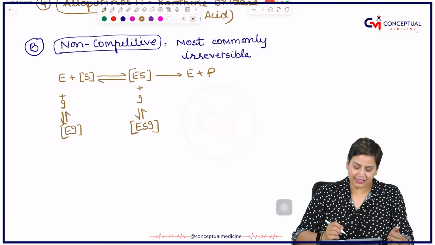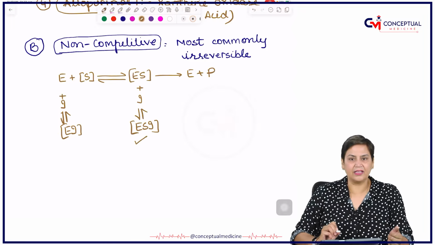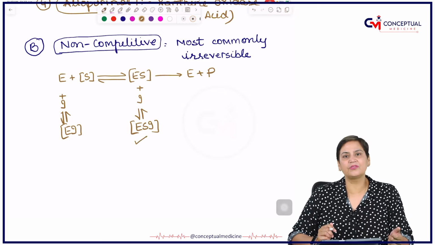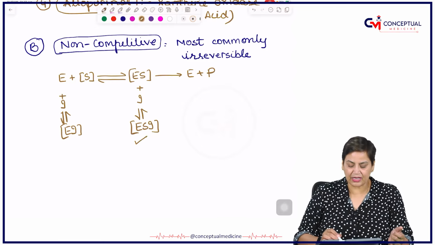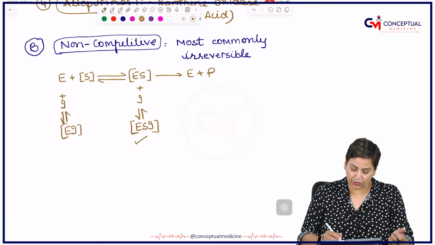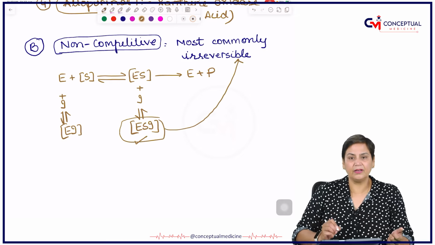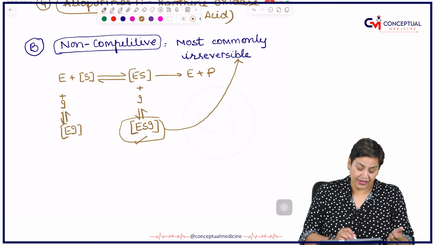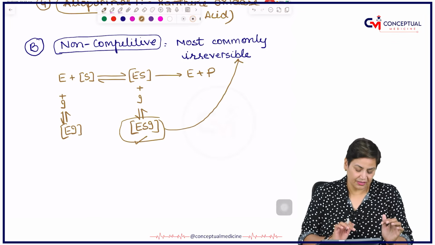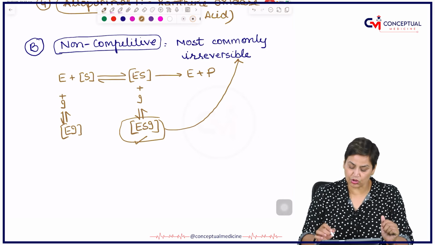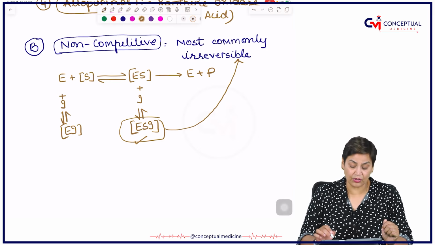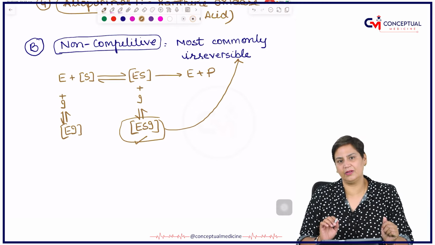Now, once the enzyme substrate site is blocked, everything is blocked. So I can say that when the enzyme substrate inhibitor complex is produced, it is irreversible. And when only the free enzyme is binding with the inhibitor, it can be reversible. But most commonly, as I mentioned, it has to be irreversible.